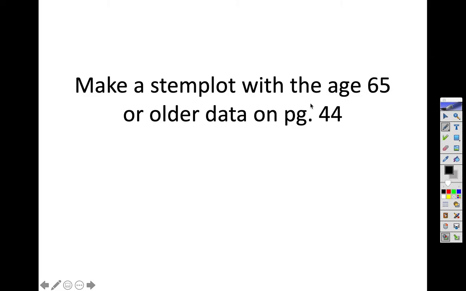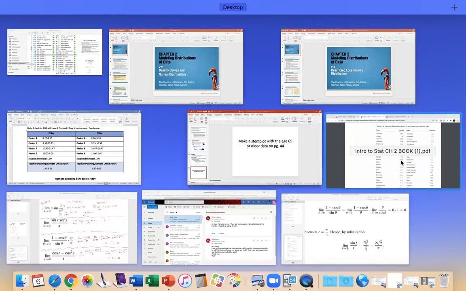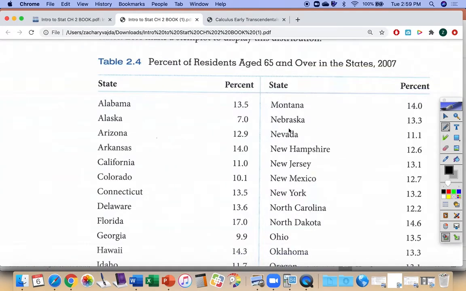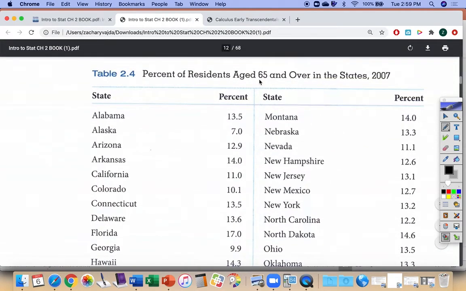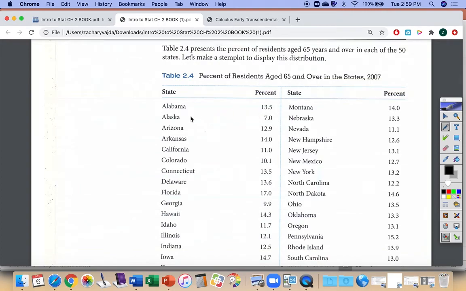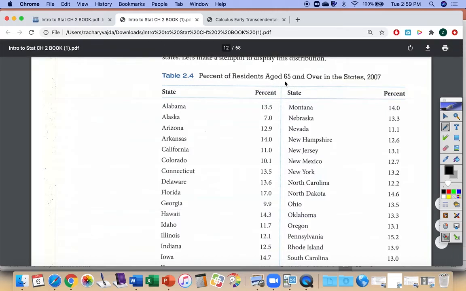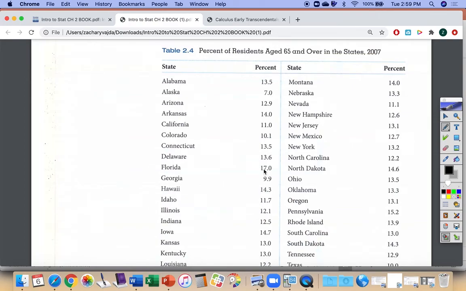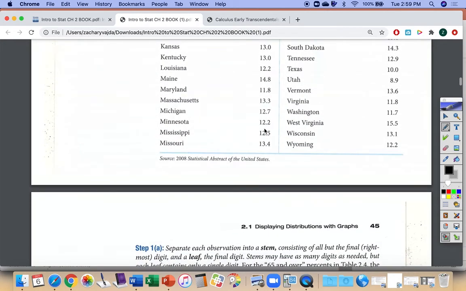What I'm going to do is finish this video by showing you one more stem and leaf plot from the textbook. I'm not going to make it from scratch, but look at this. Here it is. Here is the percent of residents age 65 or older in every state. So what this means is Alabama has 13.5% of its residents over 65. So if I wanted to make a stem and leaf plot out of this, the last digit is the only leaf. The stems are all of these first two digits, like 7, 12, 14, 11. They're all stems.